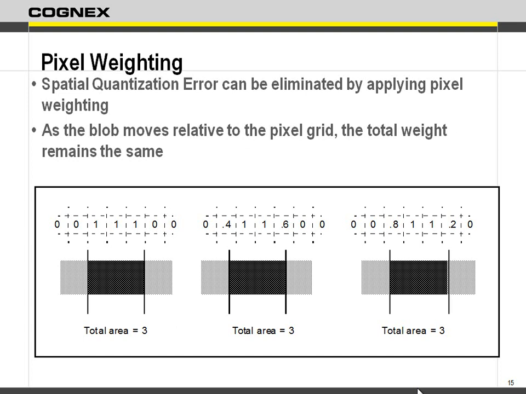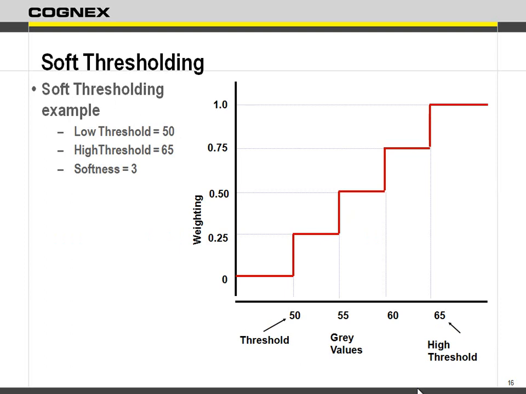Because of how the pixel value will end up coming up on this one, I might give this a 0.8. These two are full pixels and down to 0.2. So I'm deciding what that pixel weighting should be. What we call this is soft thresholding.